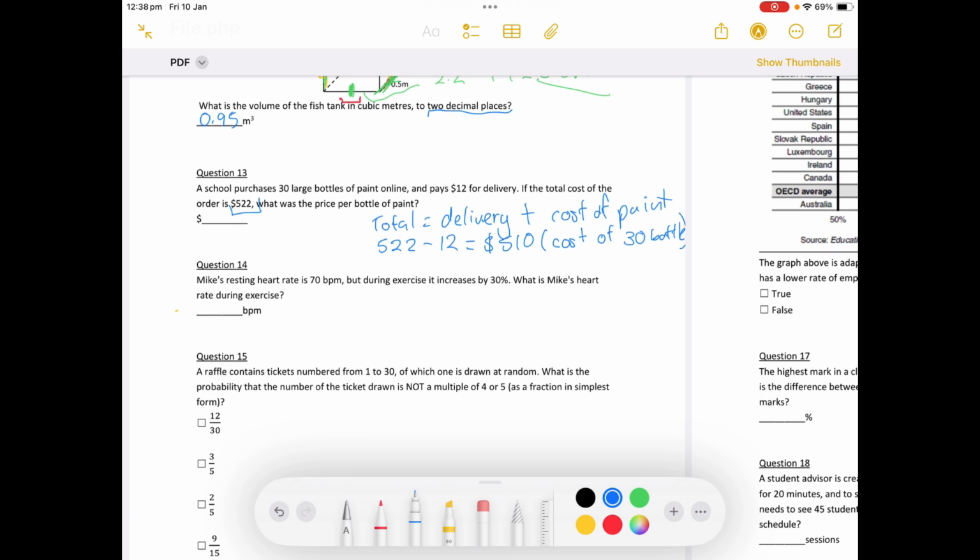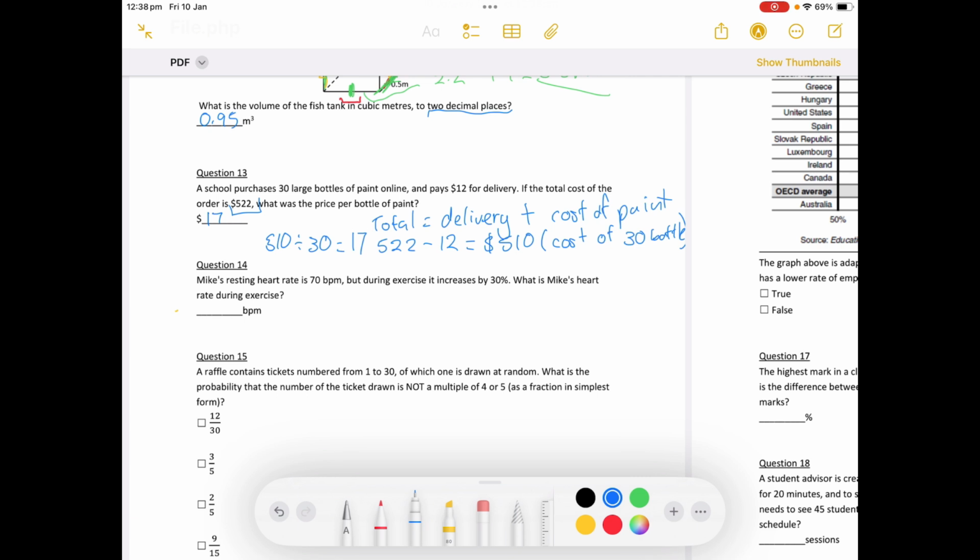I want to work out how much one bottle costs. So what I'm going to do is split that 510 by 30. So 510 divided by 30, and we'll enter that in our calculator: 17. So each bottle of paint is equal to $17.